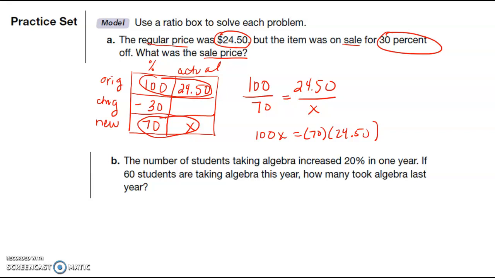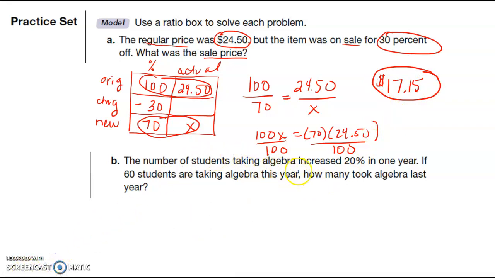Divided by 100. Okay, so my sale price, after I go through this and I divide by 100, is $17.15 is what I get. Okay, let me change colors and do the next one.